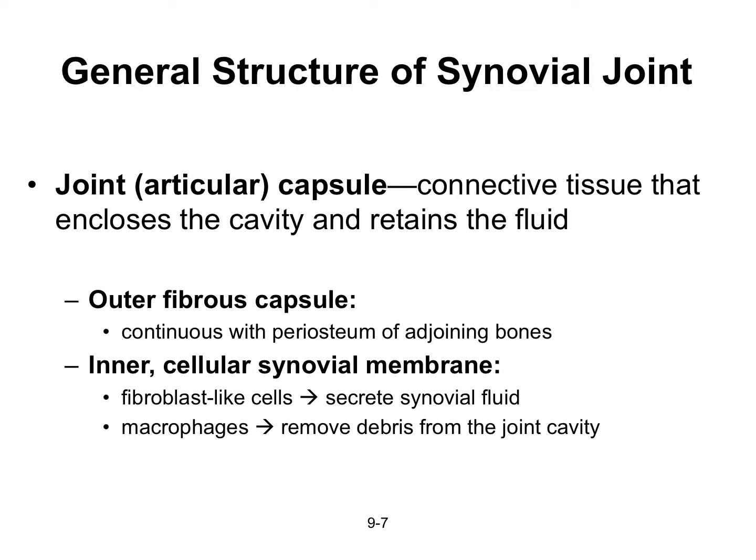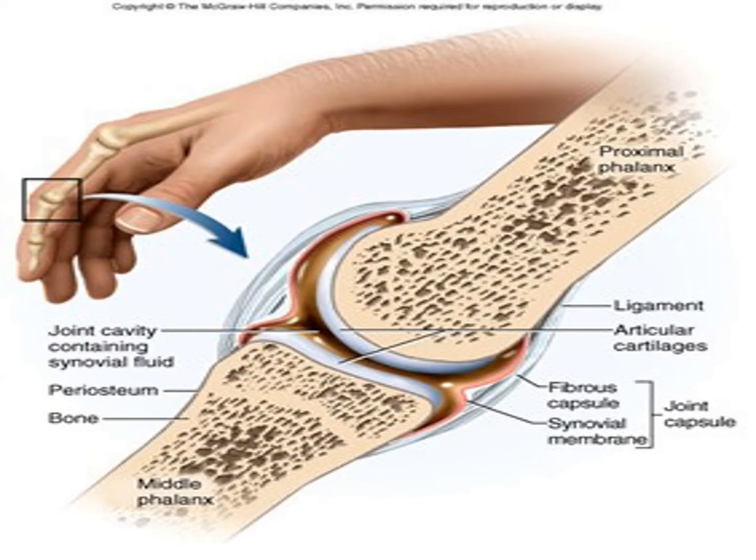The outer is the fibrous layer that is composed of collagen fibers, and it is continuous with the periosteum of the adjoining bones. Then we have the inner layer or the cellular layer that has fibroblast-like cells that secrete synovial fluid, and it also has macrophages in it that remove the debris from the joint cavity. Here you can appreciate the joint capsule. It has two layers, the outer fibrous that is whitish, and the pinkish inner layer, the synovial membrane.